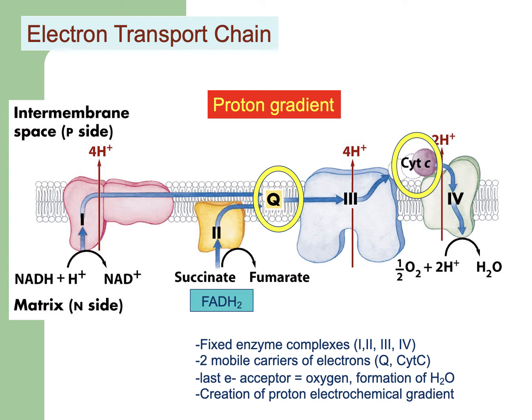Okay? Essentially, the whole process of electron movement through the complexes is to generate free energy to pump hydrogen protons across their concentration gradient to the intermembrane space. The fancy description for this is the cell needs to create a proton electrochemical gradient.